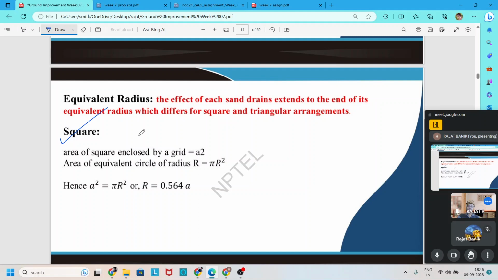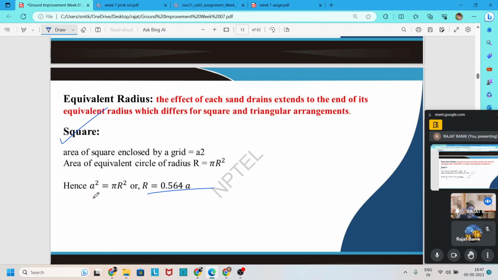We find the equivalent radius for each pattern one by one. For the square pattern, the equivalent radius is equal to 0.564 into the spacing. We already discussed this type of calculation in previous ground improvement techniques, where we applied square and triangular patterns for stone columns, and also for deep dynamic compaction when we discussed patterns.